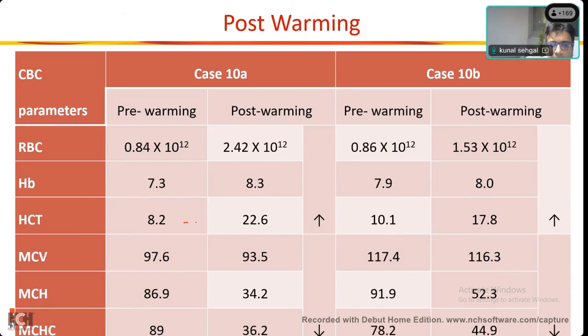In patient 1, hematocrit improved to 22.6, MCV was similar, MCHC became almost normal. In patient 2, even after incubating, MCHC did not become normal. The hematocrit increased a little bit, but still there was a violation. Why? In case 1, 10A, after warming, agglutination went away. 10B, it does not go away completely. This happens. That's why I showed 2 cases.